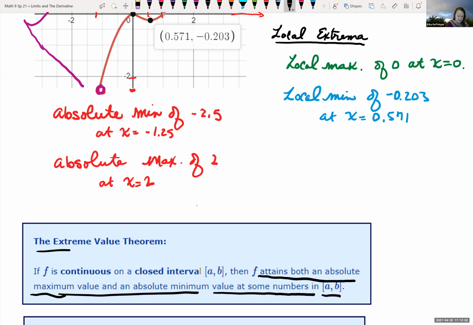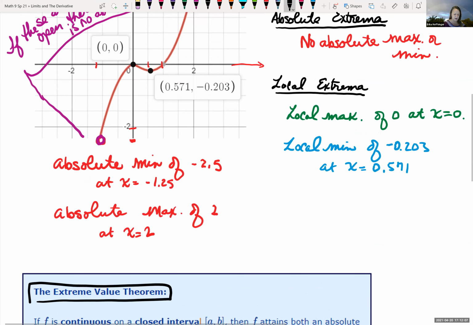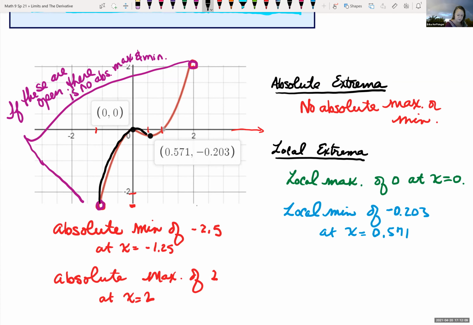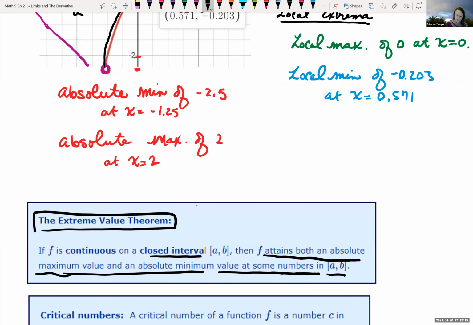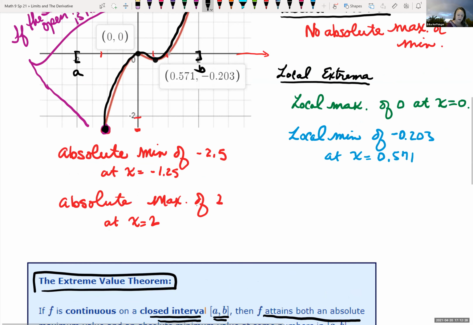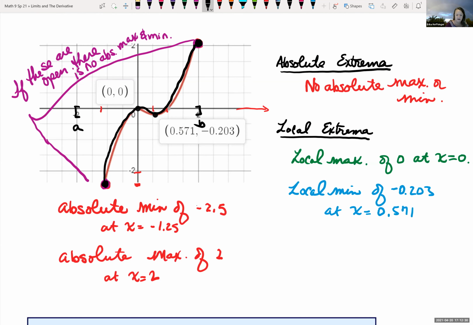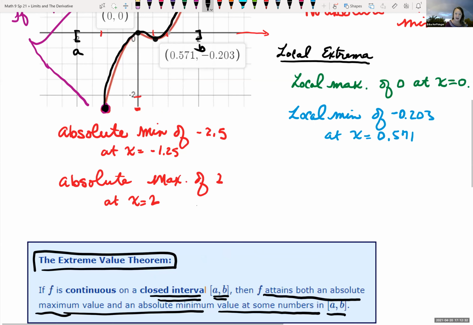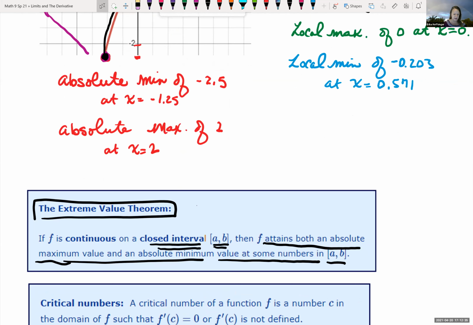So this theorem says if we have some continuous function, which we do up here, this is continuous on some interval [a, b], and this is the main point I was getting at before, it's a closed interval, so this would have to be closed. Then we're going to have an absolute max and an absolute min.